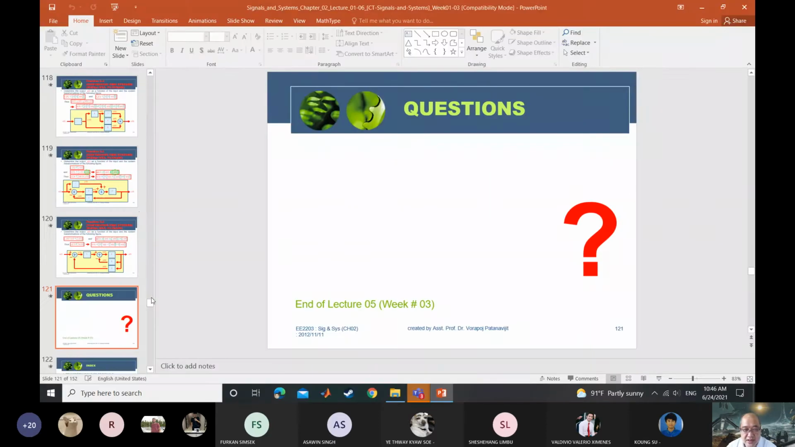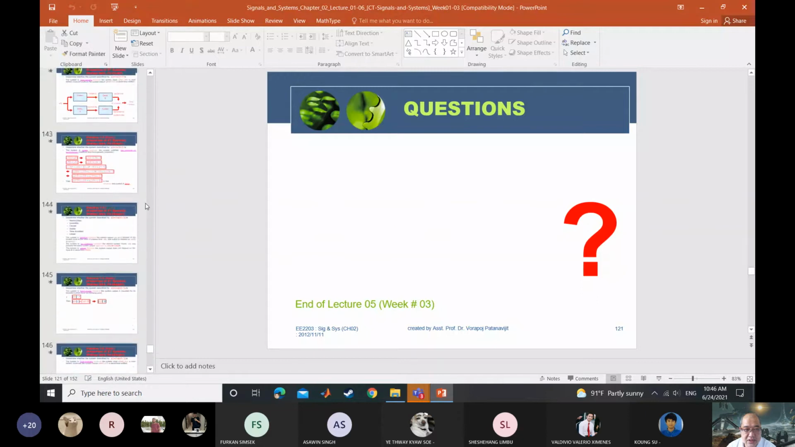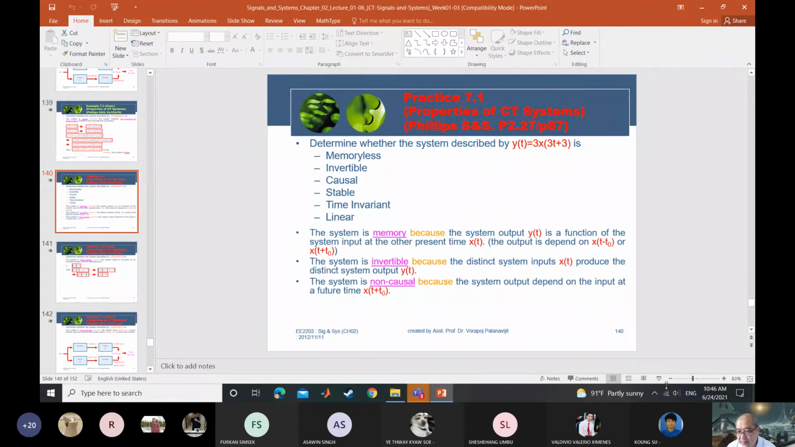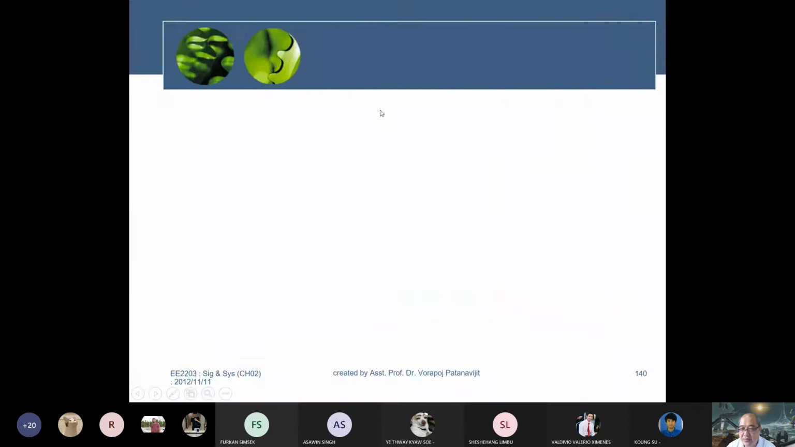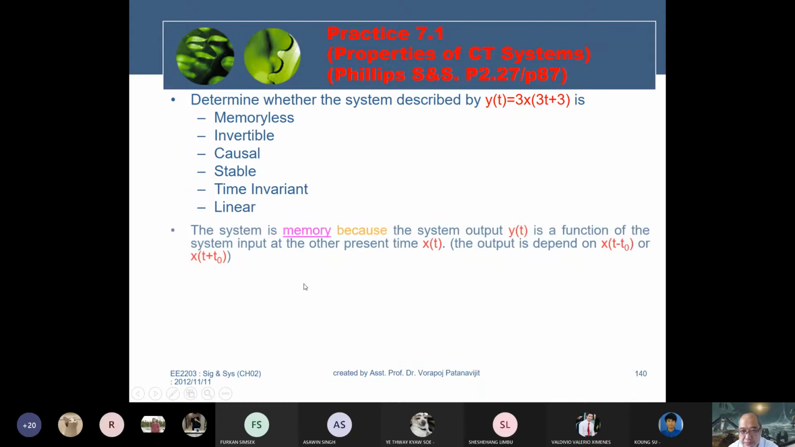Next, I will provide you some solutions about system properties. Determine whether the system described by y[n] = 3x[n] + 3 is memoryless or not, invertible or not, causal or not, stable or not, time invariant or not, and linear or not.